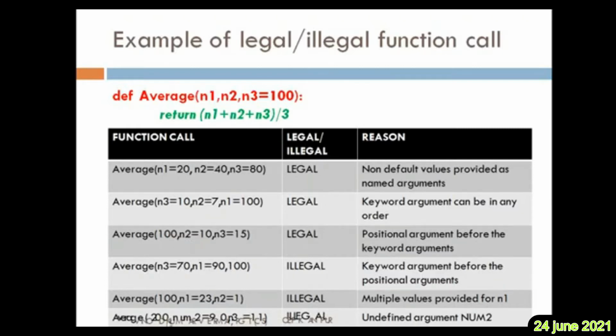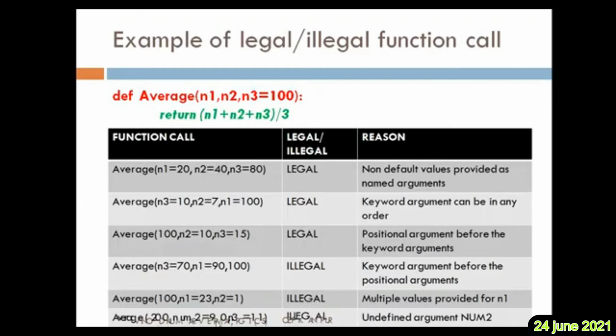Remember. Next, 100 comma n1 equal to 23 comma n2 equal to something. Illegal. Why? Multiple values provided for n1. Yes, because positionally this will go to n1, right? And by using the keyword argument, this also goes to n1. So at a time you are saying n1 should receive 100 and n1 should receive 23 also. Illegal.